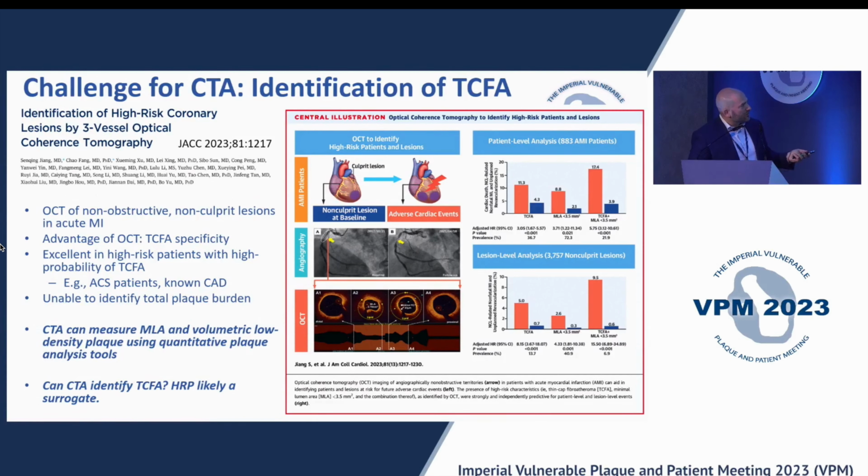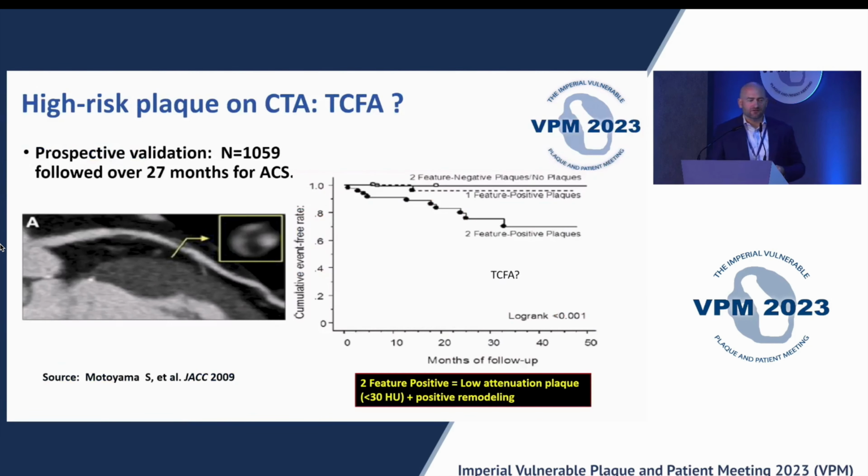And I think this is a really important study. We learned from OCT, this is 3-vessel OCT, that in patients where they looked at non-obstructive, non-culprit lesions and followed them for events, looking at lesion-specific and patient-specific events, again, it is the combination of thin cap fibroatheroma and low MLA. And I think CT can certainly give us the low MLA, but can it identify the thin cap fibroatheroma? And that's been the challenge, because we know the spatial resolution of CT is not there to identify the thin cap or even measure thin cap thickness.